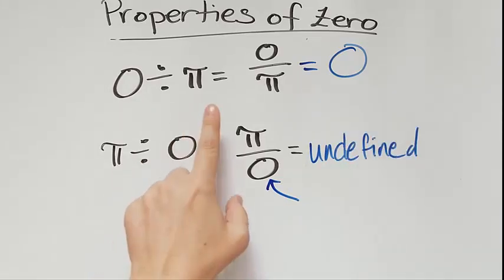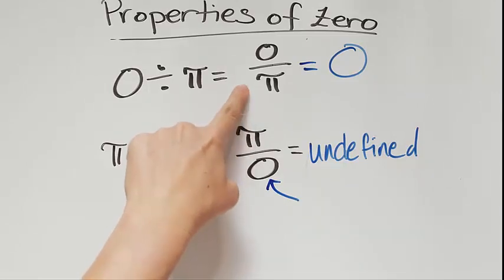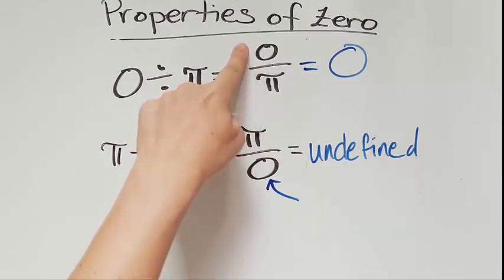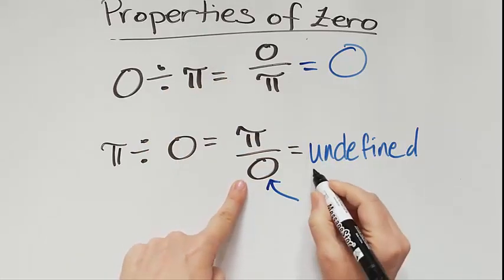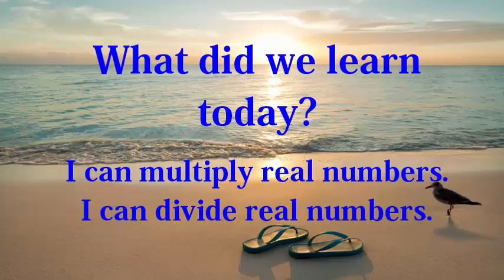So it does not matter how crazy the number is, how big or long or confusing it might be. 0 on the top, answer is 0. 0 under the fraction, your answer is undefined. What did we learn today? I can multiply real numbers. I can divide real numbers. And I look forward to seeing you tomorrow in class.